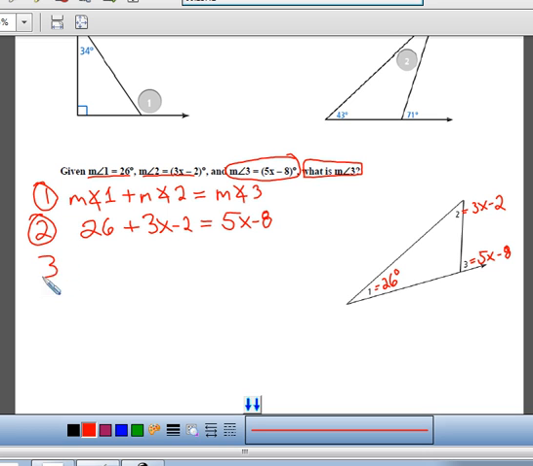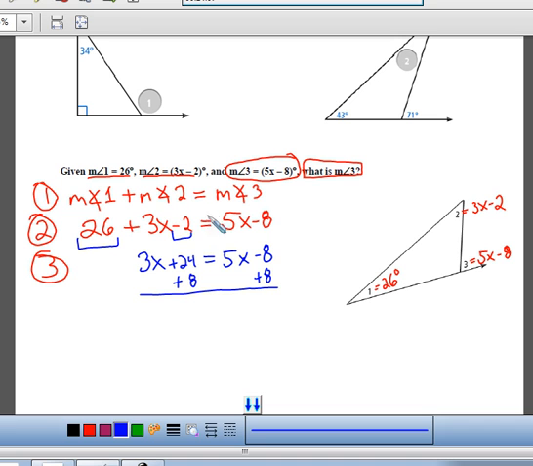Step 3, solve it. Okay, so we've got some like terms here. So 26 minus 2 is 24, so I have 3x plus 24 equals 5x minus 8. Some of you might want to subtract 24 from both sides. That's fine. I'm actually going to add 8 to both sides. I don't want to deal with negative numbers. You can. All of you are capable. 3x plus 32 equals 5x.